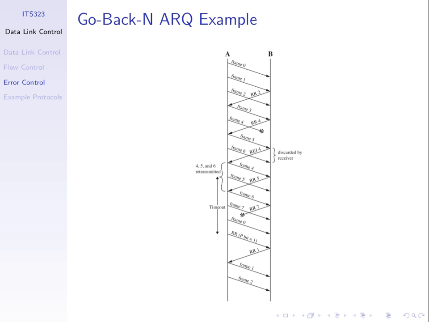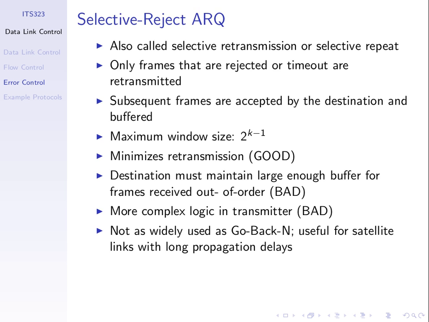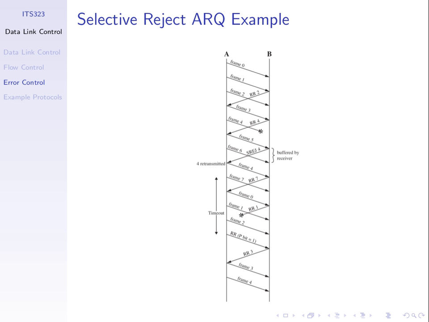Let's, for now, skip the last part and look at an alternative called selective reject. Very similar, except if we see the same scenario, 4 was lost, 5 has arrived, 6 arrives. Compared to go back N, what B does is those 2 frames received out of order, frame 5 and 6, it stores in its buffer.